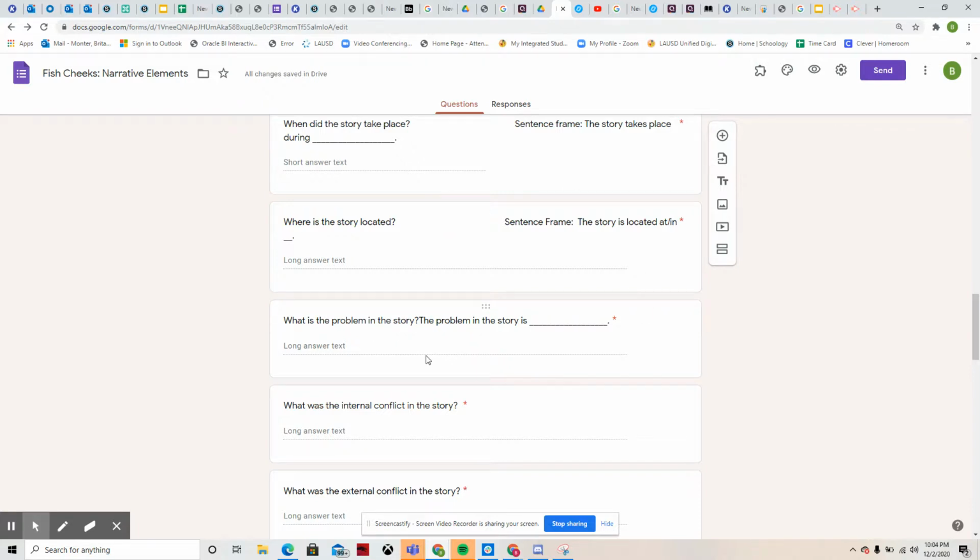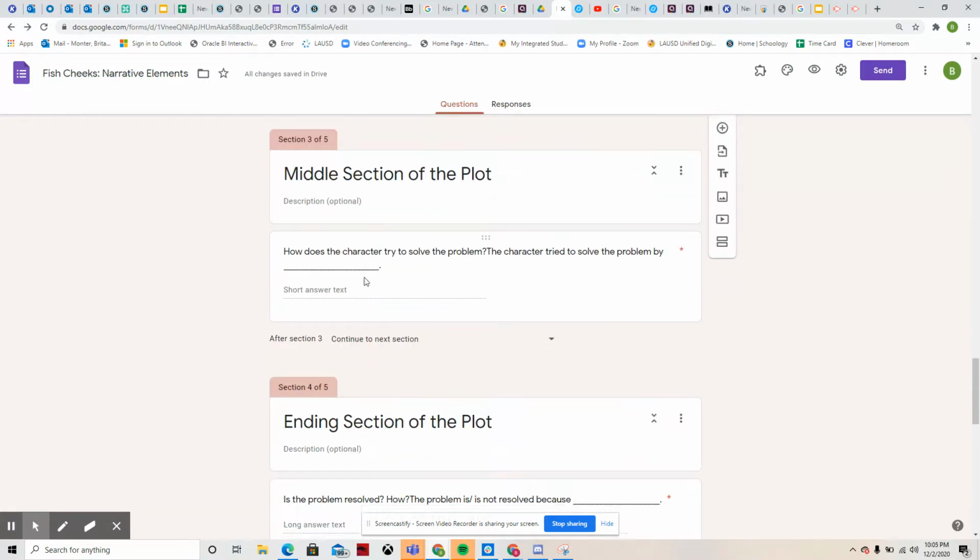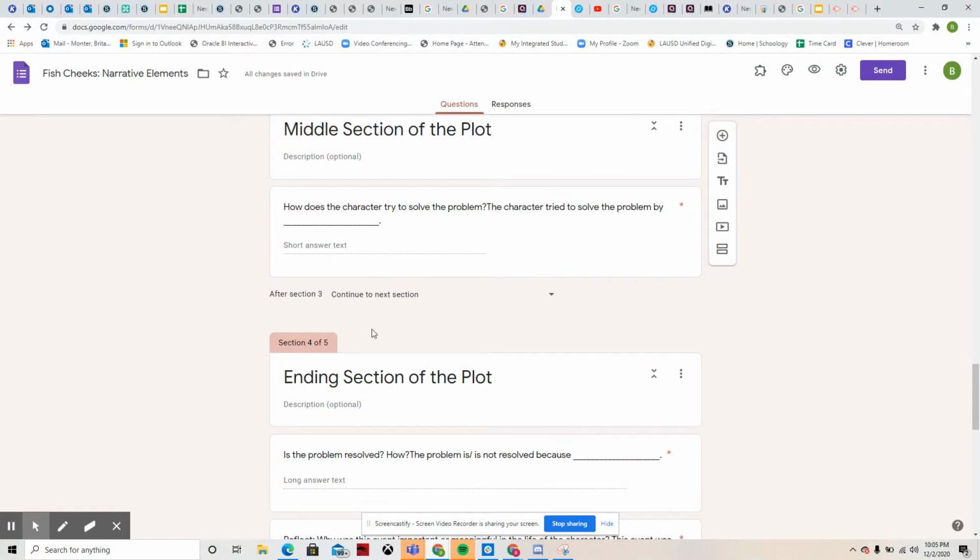What is the problem in the story? What is the internal conflict? So what's happening inside of the character that's causing them trouble? What is the external conflict? What's happening outside of the character that they are dealing with? Is it maybe other characters? Maybe it's something else, like a tornado. What is it? Okay.